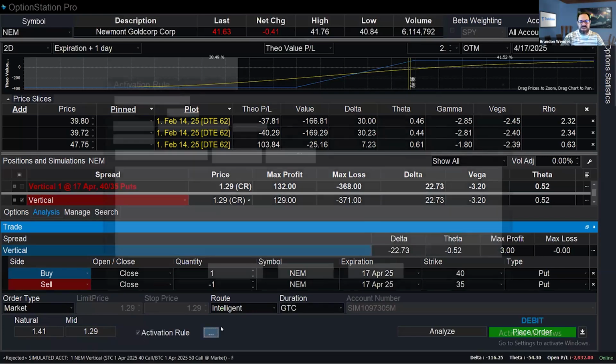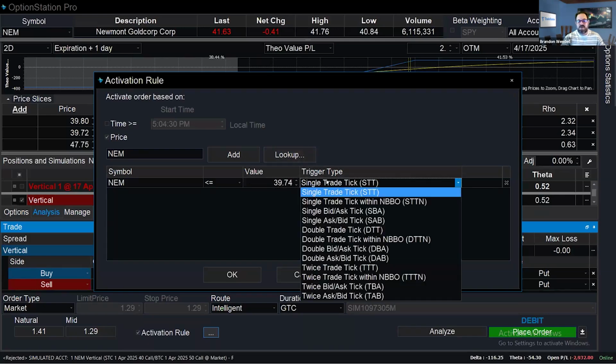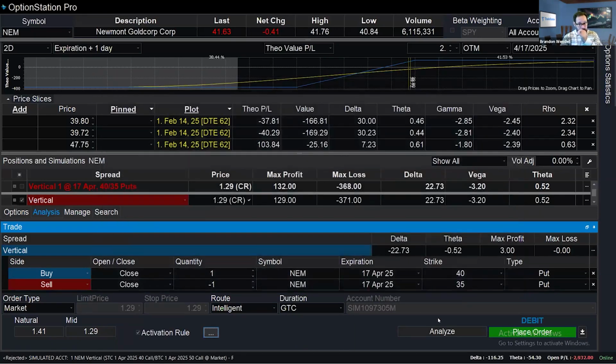Activation, though, if the prices go against me. So if this is Newmont going less than or equal to 39.74, I could do the NBBO or I don't have to, it's up to you. Hit OK. It's probably going to reject it because I am doing a market order, but I could put in the limit order, like I said, and I collected a premium of $1.29.